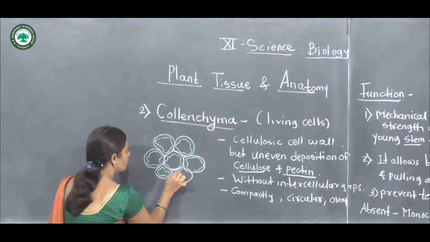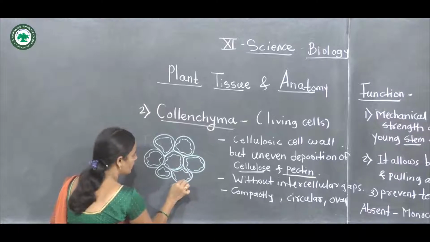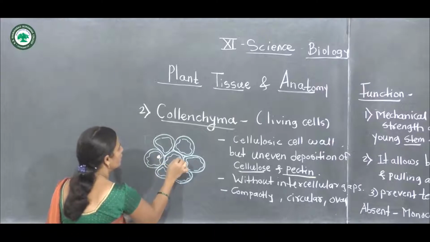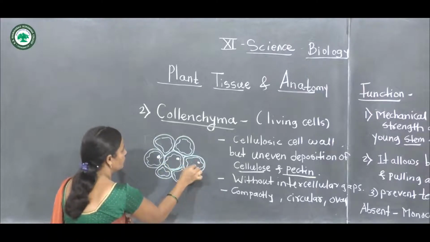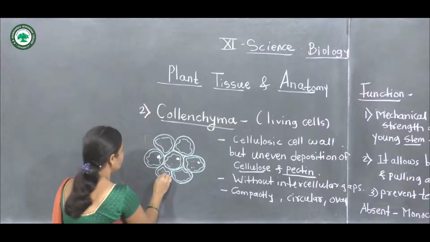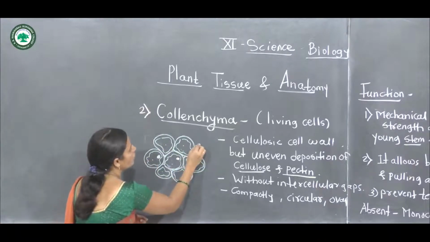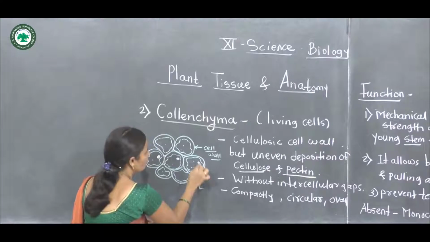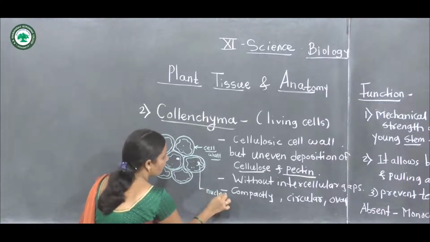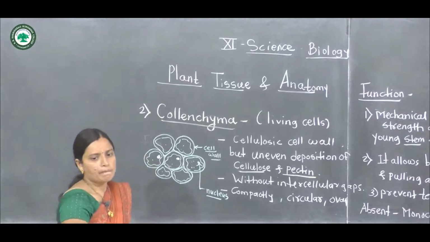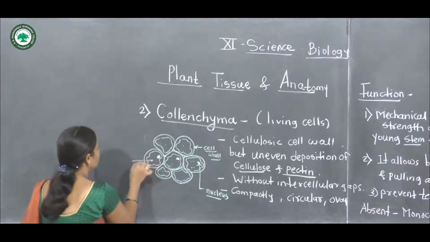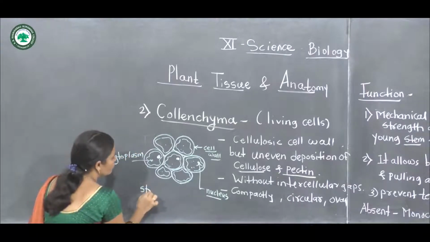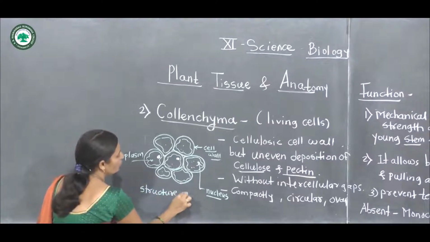The cell wall is made up of cellulose and pectin, and inside the cells are the nucleus and cytoplasm. This is the cell wall, nucleus, cytoplasm, the structure of collenchyma.